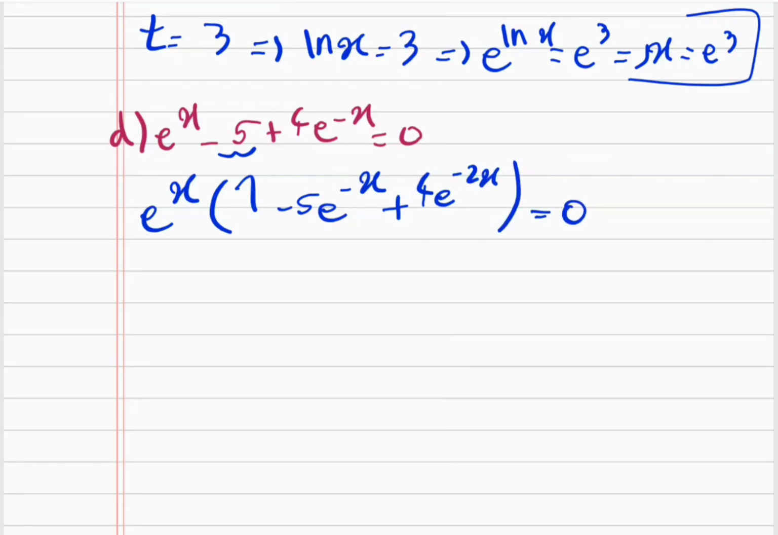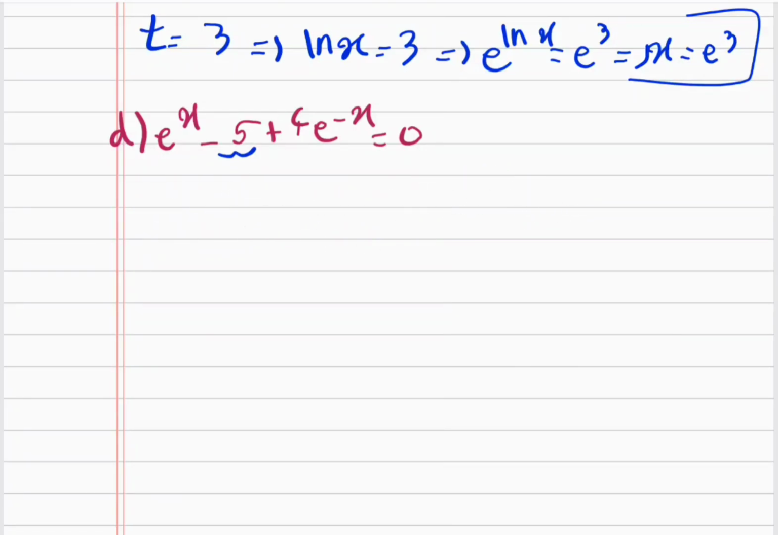So factorization doesn't help. Factorization is normally useful when outside is e to the power of x and inside there is no e to the power of x. So that's the whole point of factorization, but it doesn't work here.